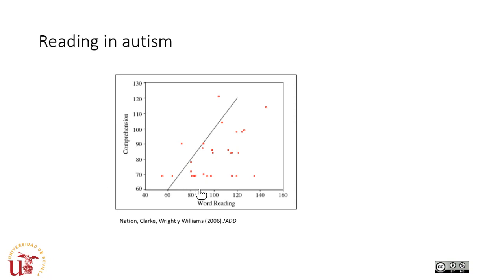And notice that this is what happens. Each dot represents one individual. In this study, this is basically what happens. You also have some very good word readers and some very poor word readers, but most of them are basically in the middle.